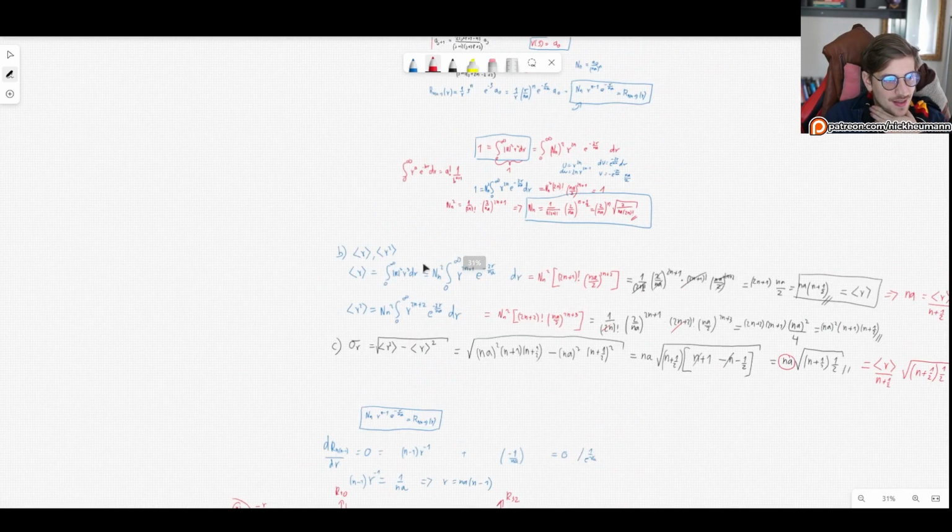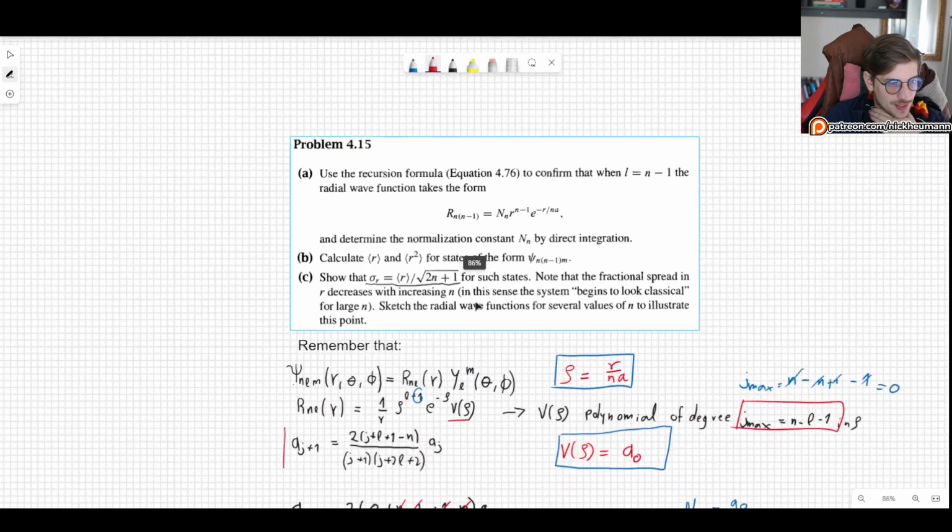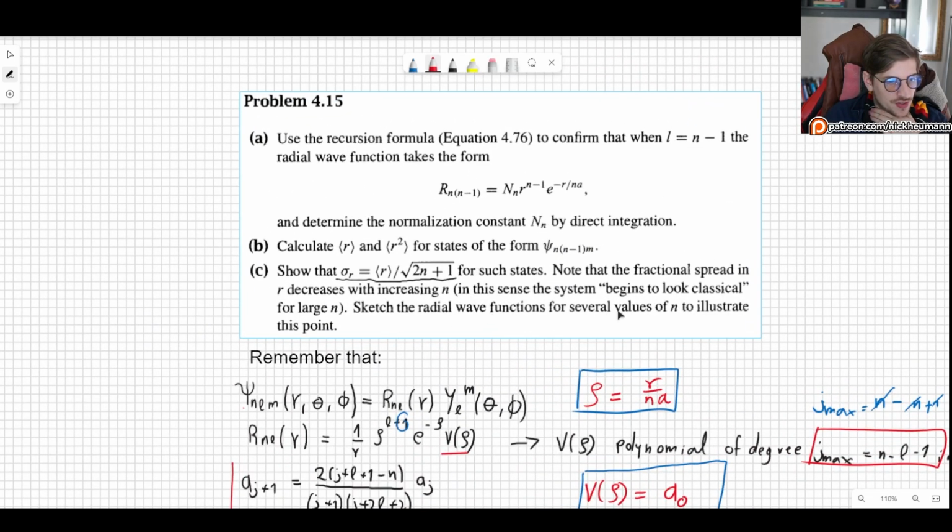So there it is. That's what was asked of us, right? We sketched the radial wave functions for several values, and we illustrated that it began to look classical because the spread was getting smaller and smaller.